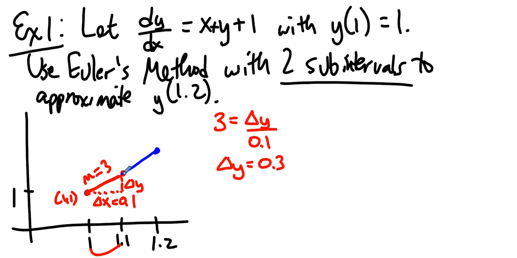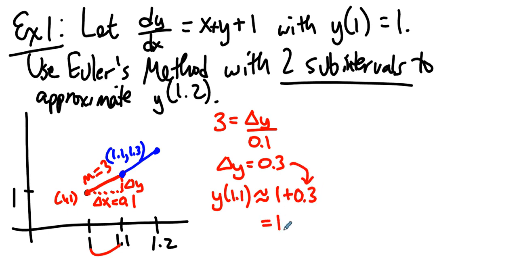Which means that the coordinates of this point that is so valuable in our recalculation, well, we know the x coordinate is 1.1, and we know the y coordinate is the previous y plus the change in y, like so. So y of 1.1 is approximately the previous y plus the change in y, that's 1.3.